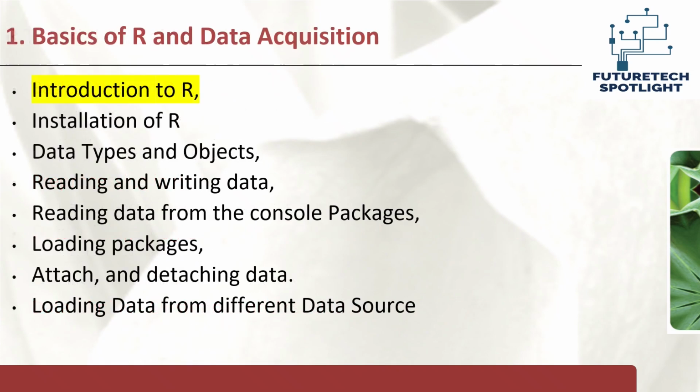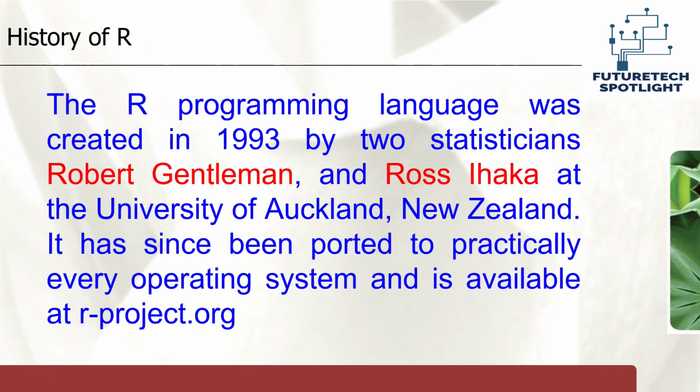And under this, we will see what is R first of all. If we see the history of R, this particular programming language was created in 1993 by two statisticians, Robert Gentleman and Ross Ihaka, at the University of Auckland, which is located in New Zealand. Now, this is a cross-platform language, which we can use on any platform, like Windows, Linux, any type of platform you can use for this particular R application.